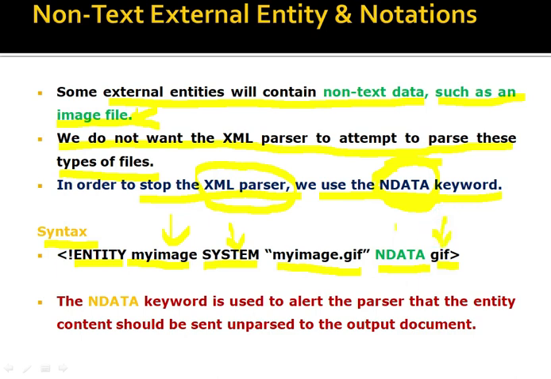So what is the purpose of this keyword NDATA? The keyword is used to alert the parser that the entity content should be sent unparsed to the output document. When the parser encounters this keyword, it will not parse this file, and it will be sent for further processing. That is the main purpose. So a non-text external entity should be given like this: ENTITY, the name of the entity, then the content and the file format. The file format we need to give.